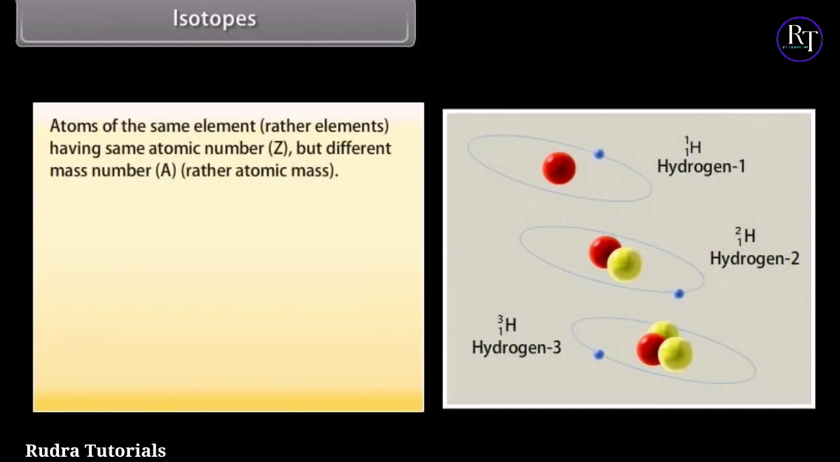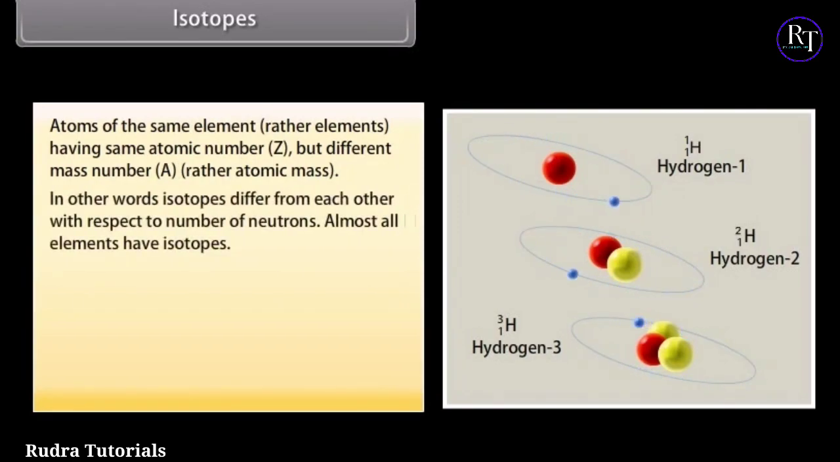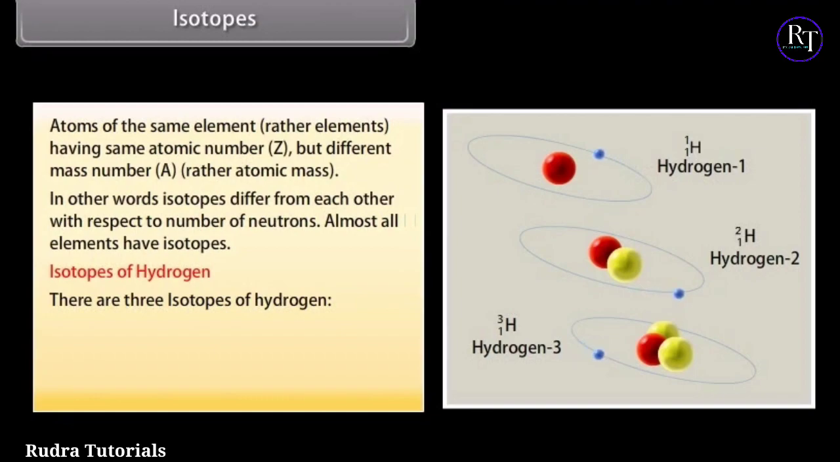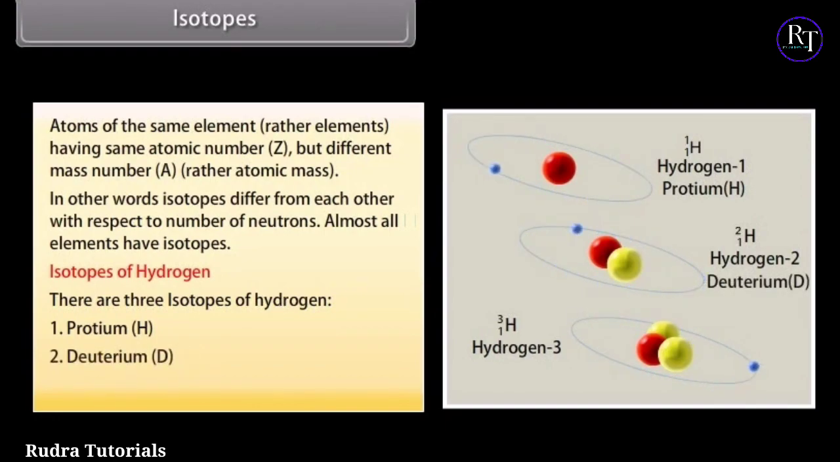Atoms of the same element, or rather elements having the same atomic number, Z, but different mass number, A, or rather atomic mass. In other words, isotopes differ from each other with respect to the number of neutrons. Almost all elements have isotopes. Isotopes of hydrogen. There are 3 isotopes of hydrogen: 1. Protium. 2. Deuterium. 3. Tritium.